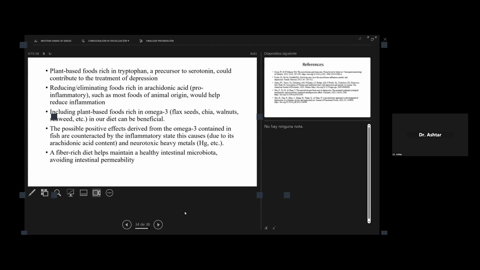The possible positive effects derived from the omega-3 contained in fish are counteracted by the inflammatory state this causes due to its arachidonic acid content and neurotoxic heavy metals, mercury, etc. A fiber-rich diet helps maintain a healthy intestinal microbiota, avoiding intestinal permeability.